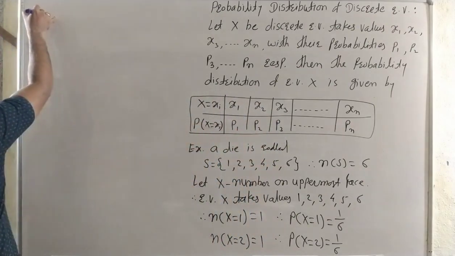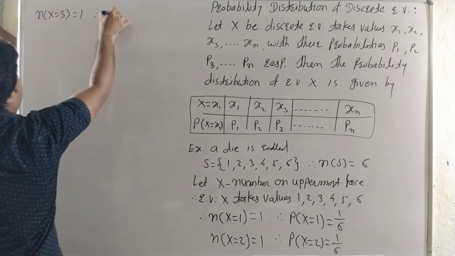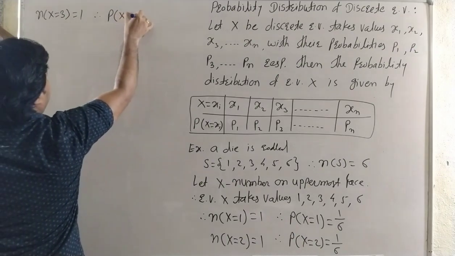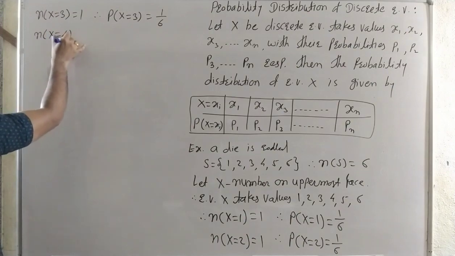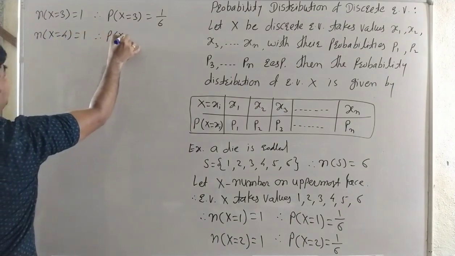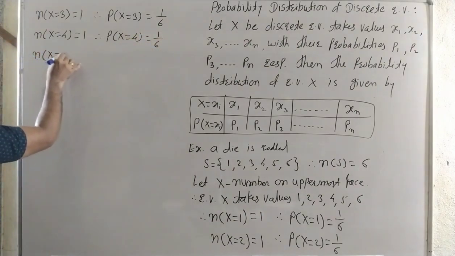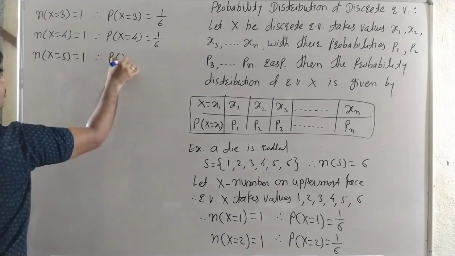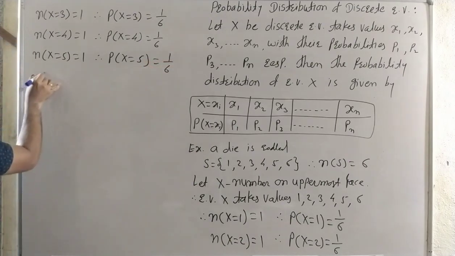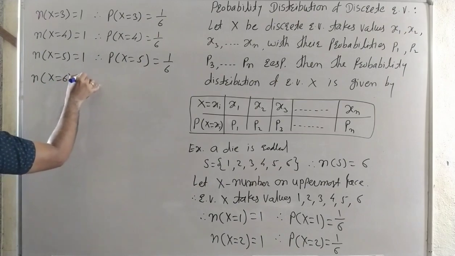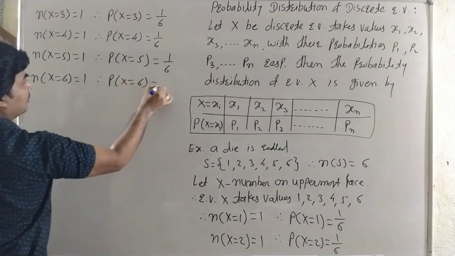Then x equal to 3. Again it is 1. Therefore its probability is 1 by 6. Then x equal to 4. Again it is 1. Probability of x equal to 4 is 1 by 6. Then x equal to 5. It is again 1. Therefore the probability of x equal to 5 is 1 by 6. And last, the probability of x equal to 6. 6 shows on the uppermost face only one time out of 6. It is 1 by 6.